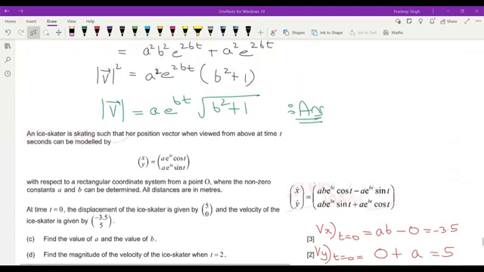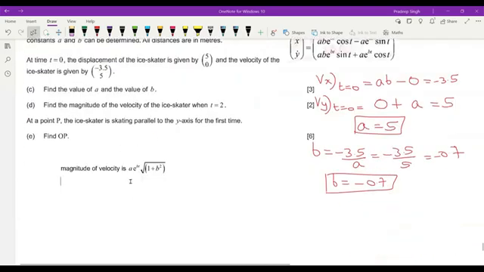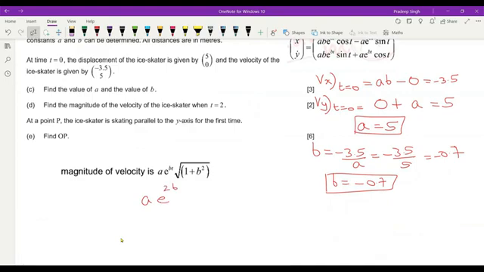So in part B, we already found the magnitude of the velocity vector. Let's write that down. This is the magnitude of the velocity. We have to find the magnitude when the time t is equal to 2. So let's put the value of time as 2. So we will get a e to the power 2b square root of 1 plus b squared.